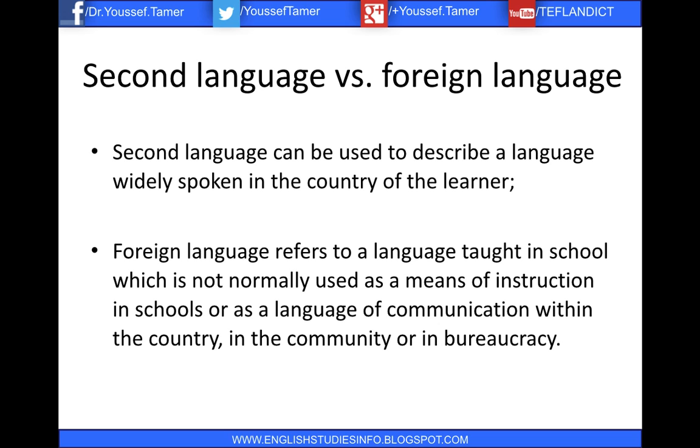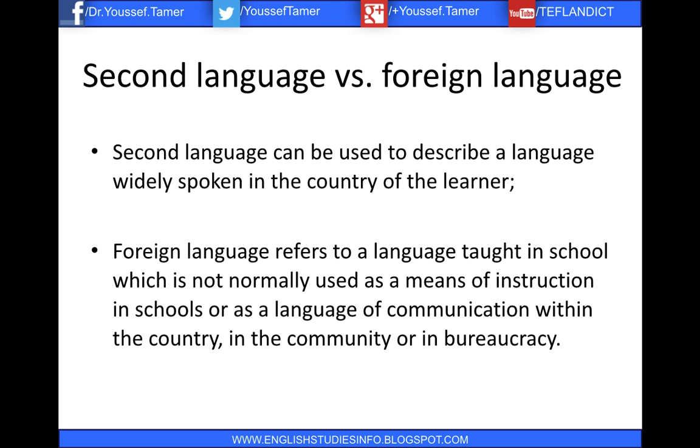A second language can be used to describe a language widely spoken in the country of the learner, in the administration, in parliament, on TV, on the radio, in the newspapers, in the advertisements, in restaurants, in cafes, on the beach, wherever you go, you see it used. But English, no, it's not widely used. It is used, but not as widely as French.